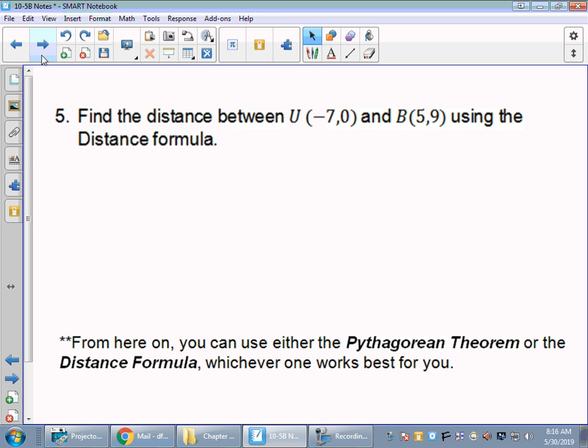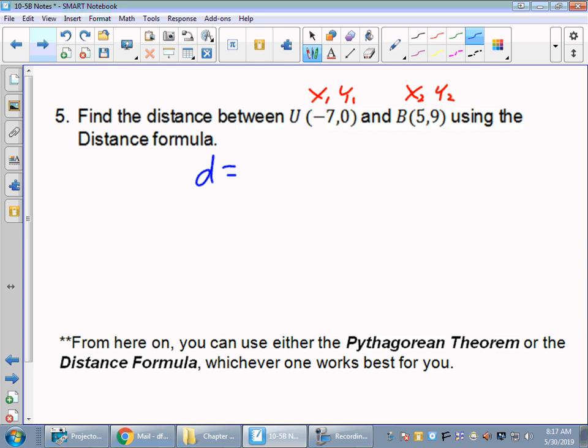Okay, from here on out, look at the bottom. It says, from here you can use either Pythagorean theorem or the distance formula, whichever one works best for you. So sometimes you're going to think, hey, if I graph that, I can easily make use of Pythagorean theorem. I think Pythagorean theorem is easier, but you have to graph it. So let's do one more with the distance formula. There's no graph here, so we're just going to say x1, y1 is there, x2, y2 is here, and we're going to go ahead and solve using the distance formula.